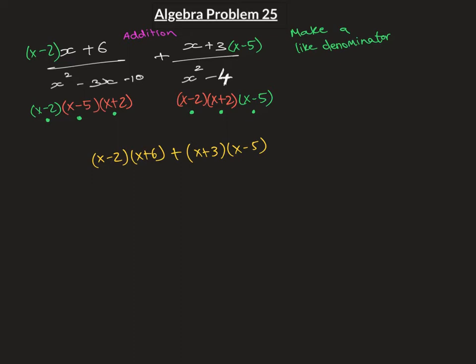Now, you put this under, and remember we created a like denominator, so we just put that here. It's x minus 5 times x plus 2.